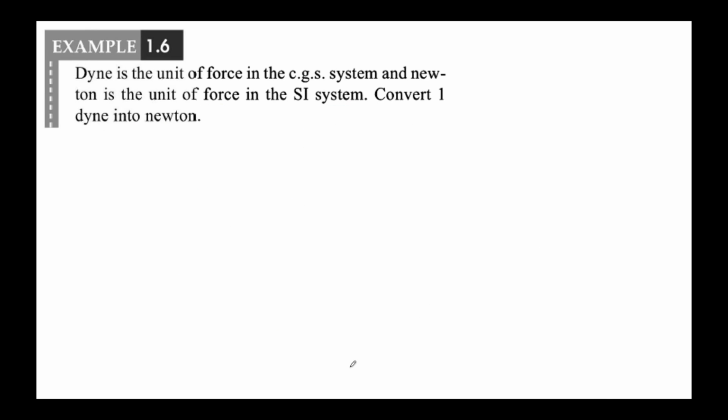So let us do one more numerical problem. The next question is: dyne is the unit of force in the CGS system and Newton is the unit of force in the SI system. So how can we convert one dyne into Newton? Now we know the dimensional formula of force. Force is equal to mass into acceleration, so its dimensional formula is M L T raised to power minus 2.